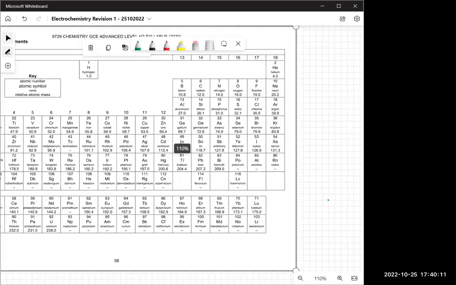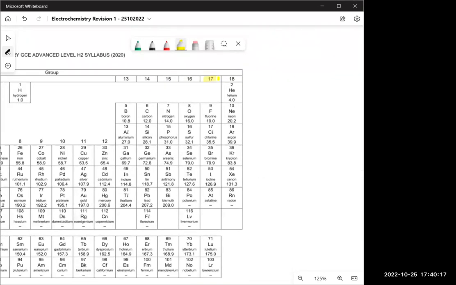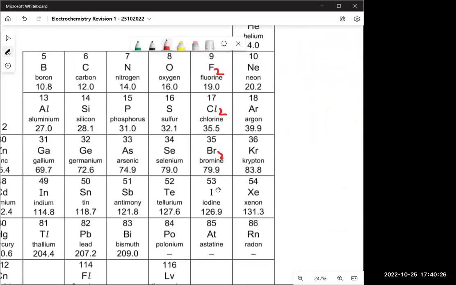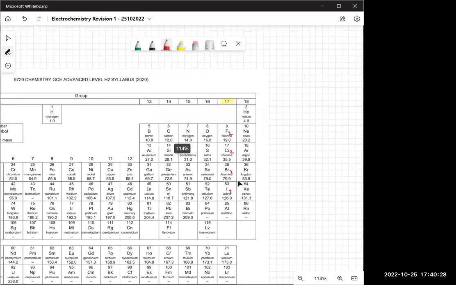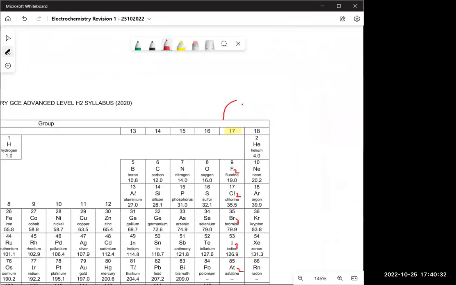When you look at the periodic table right here, can you see the periodic table on the screen, Najla? Yeah. Now, this is called group 7. And I have fluorine, chlorine, bromine, iodine. All of these are always going to be 2. So F2, Cl2, Br2, I2. Group 7 is called the group of halogens, exactly.